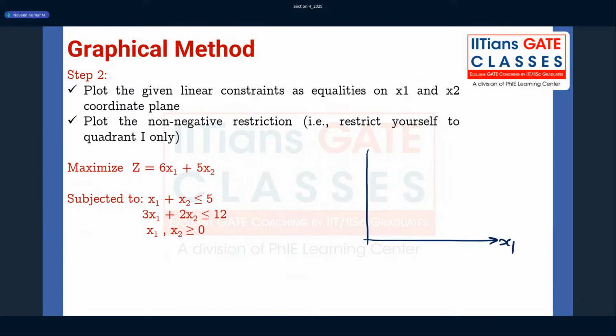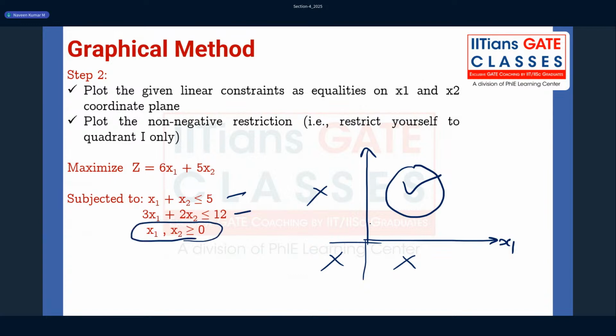Considering the non-negative constraint, it means that if you have a plot like this, x1 and x2, they're telling us to plot these two lines. And they're saying that you should be only in quadrant 1. Don't go to quadrant 2, and don't go to quadrants 3 and 4, because the constraint will be violated if you plot something in quadrants 2, 3, and 4. Only quadrant 1 is what you have to maintain.